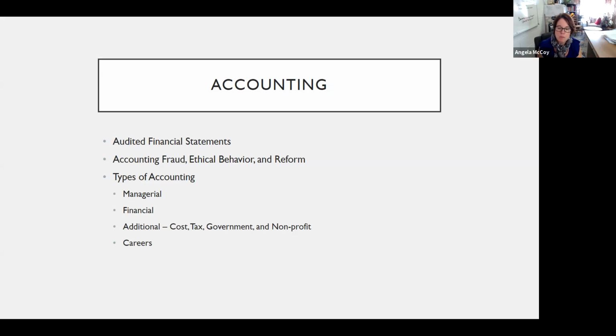GAAPs has been developed to provide an accepted set of guidelines and practices for U.S. companies reporting financial information and the accounting profession. The Financial Accounting Standards Board, which established the accounting standards for U.S. companies, is working towards establishing a new set of standards that combines the GAAPs with the international financial reporting standards to create one set of accounting standards that can be used by both the U.S. and multinational firms.